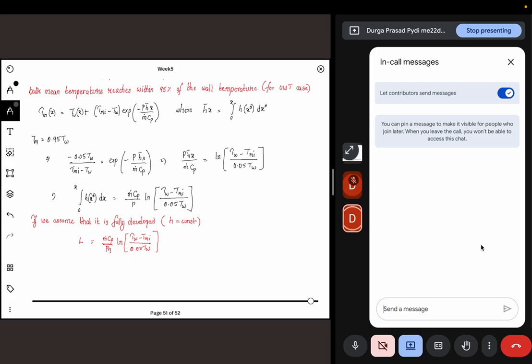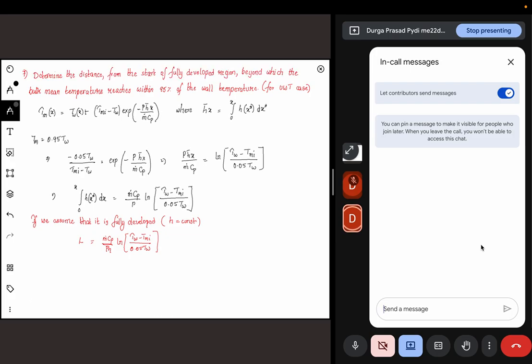To summarize what we have discussed this week, we started out with what an internal flow is and how it is different from an external flow.